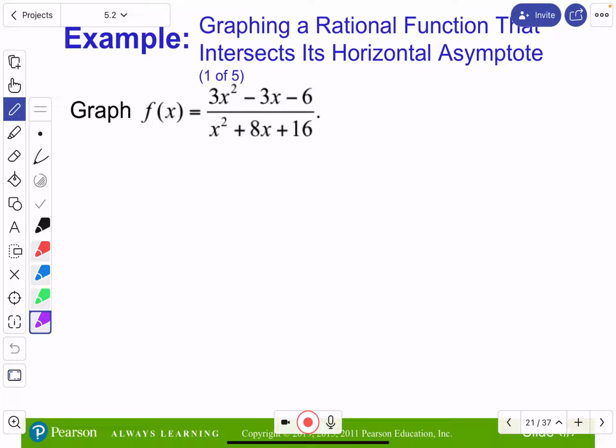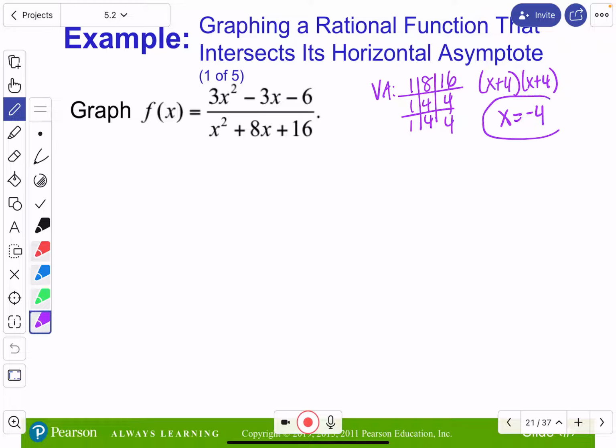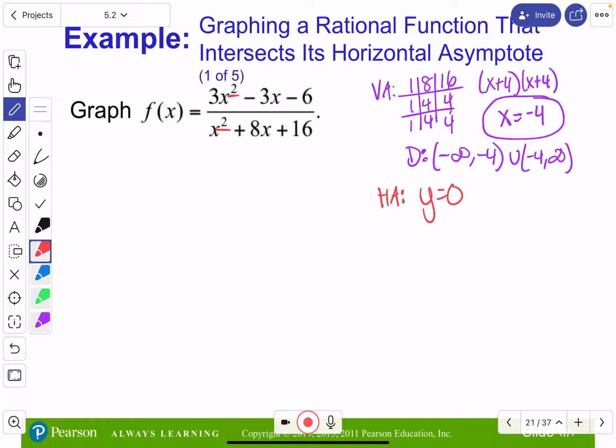All right. So let's try another one. Vertical asymptote. When the denominator equals 0. So these are both x plus 4, which means our vertical asymptote is going to be x equals -4, which makes our domain -infinity to -4 and -4 to infinity. Horizontal asymptote, the degree on the top is 2, the degree on the bottom is 2, so our horizontal asymptote is y equals 0.